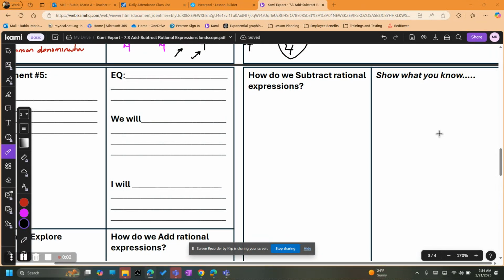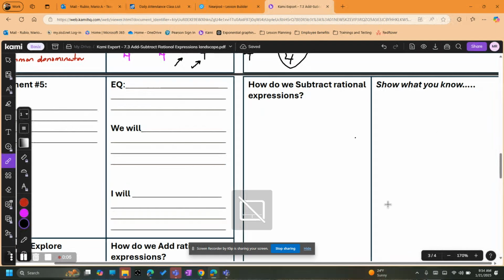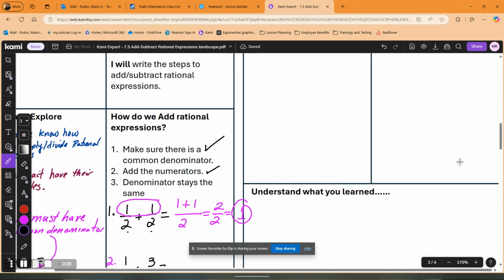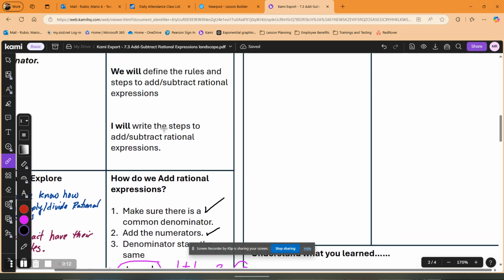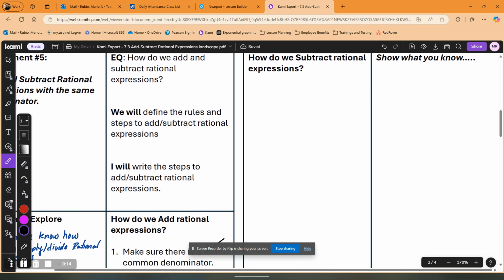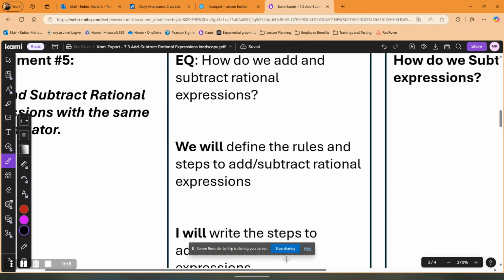All right, guys, let's take a look here. You should have completed the first part of your notes in the previous slide, which was define and explore, and then how do we add rational expressions. Now let's take a look at how do we subtract. Let me make it a little bit bigger.